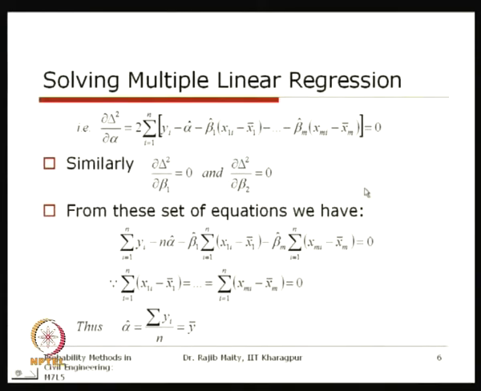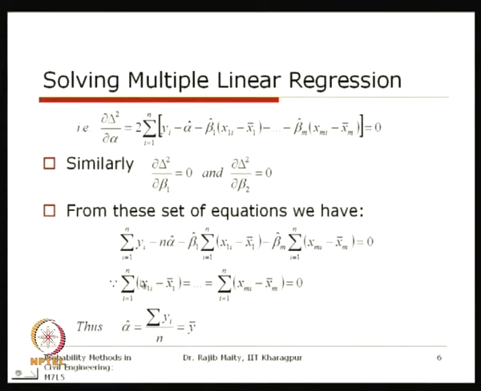So, if we take the first one, the partial derivative of delta square with respect to alpha, and equate it to 0, then the form comes like this, where if we take the summation inside, we can see that x1 i minus x1 bar, if we take this difference and sum them up, obviously here the power is 1, so this will become 0. Like that, for x2, x3 up to xm, all these quantities will become 0, as written here.